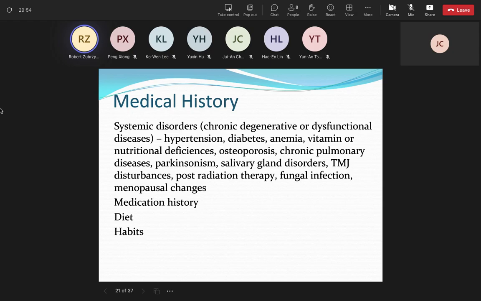What's more, medical history, like systemic disorders, chronic degenerative or dysfunctional diseases, hypertension, diabetes, anemia, vitamin or nutritional deficiencies, osteoporosis, chronic pulmonary diseases, Parkinsonism, salivary gland disorders, TMG disturbances, post-radiation therapy, fungal infection, menopausal changes, medication, history, diet, or habits.